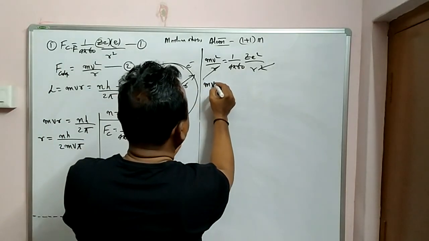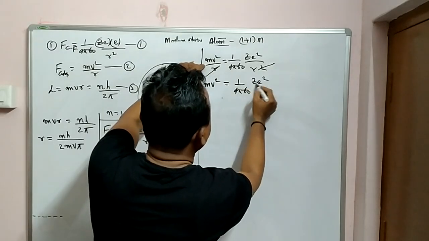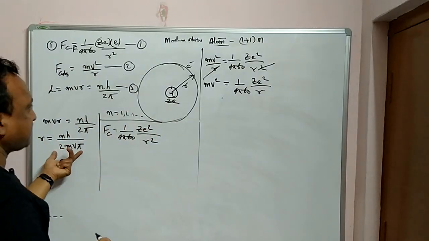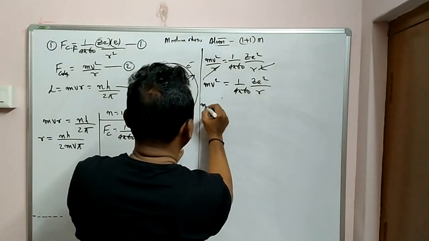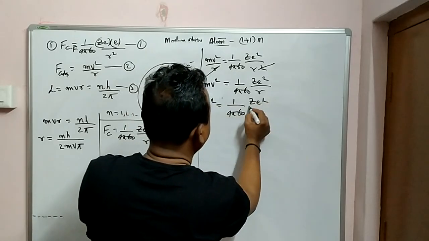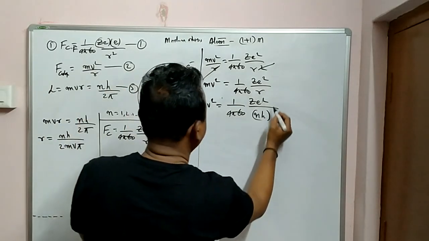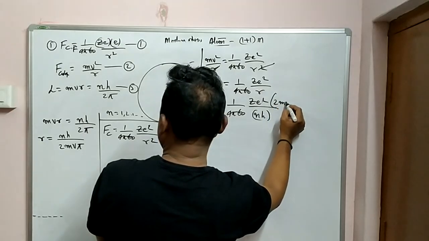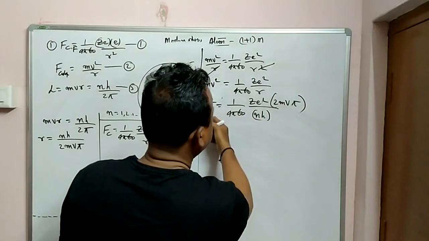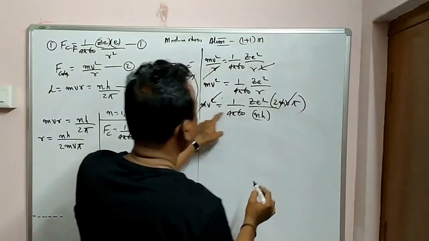So here what happened, mv square is equal to 1 by 4 pi epsilon naught Ze square by R. Okay? Now from this, if you put this value of R here, 1 by 4 pi epsilon naught Ze square by this R value, that is nh by 2 pi mv. So when you substitute all these values, you will get the V value.